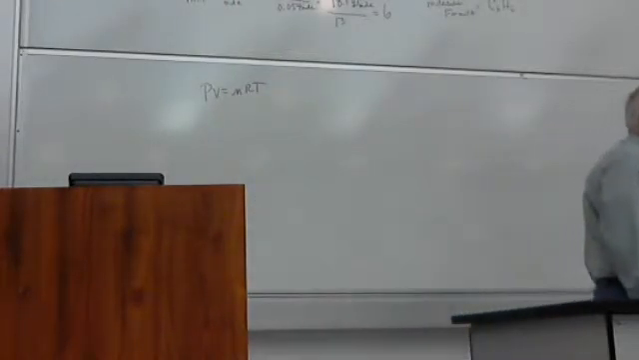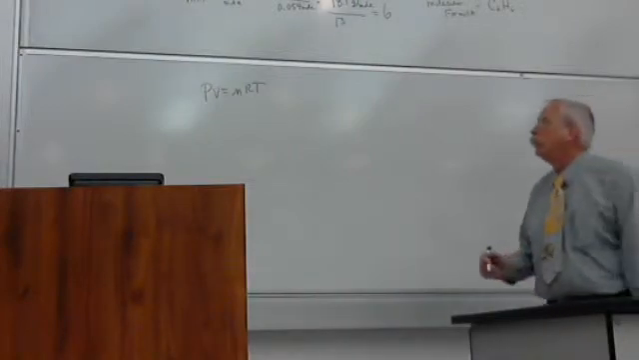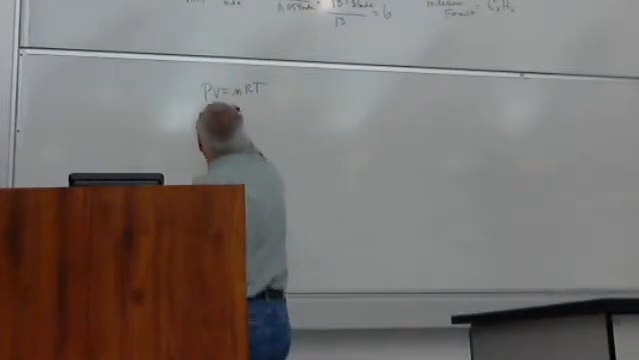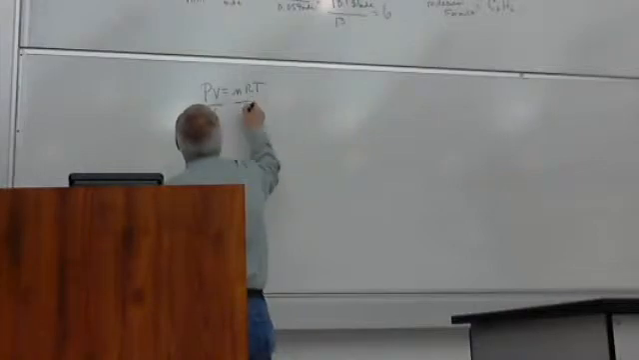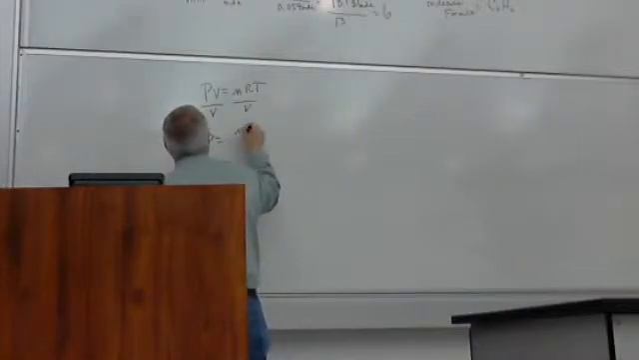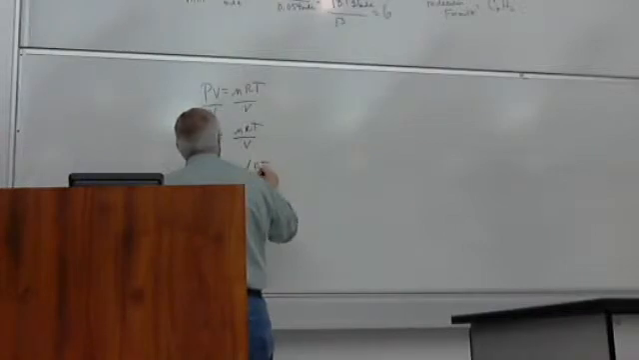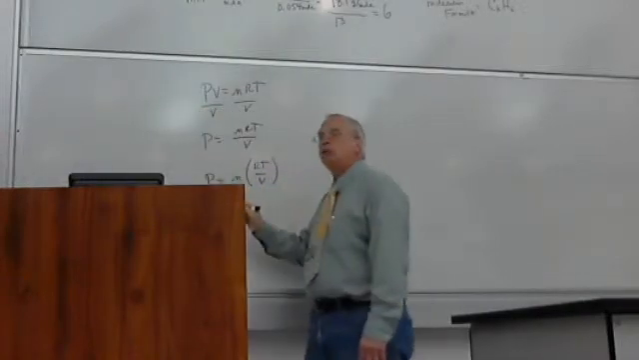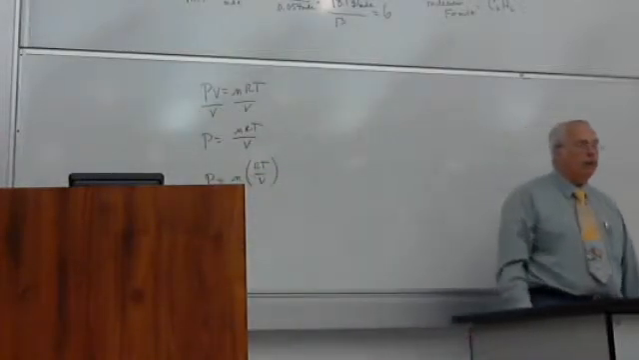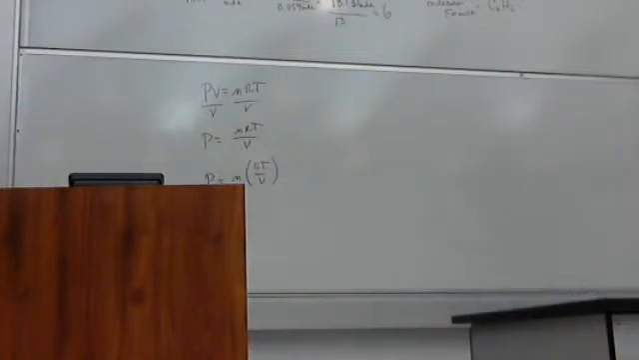And I want to rearrange this just a little bit. I'm going to first of all divide both sides by V. So I get that the pressure is equal to nRT over V, or the pressure is equal to n, let me group it like this. Doesn't really change anything, just another way of looking at it.